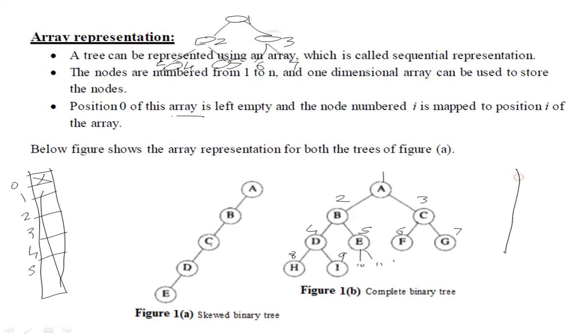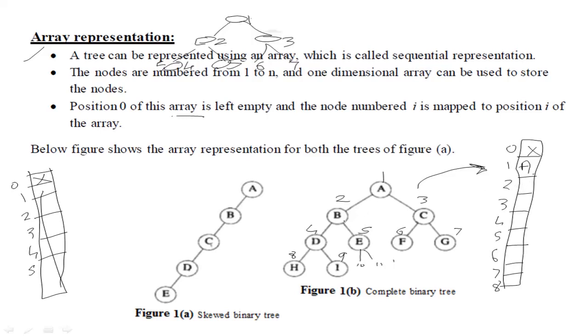Now how do I save this? If this is my array, I will number them: 0th index, first index, second, third, fourth, fifth. As I said, the 0th index I will leave blank. Whatever is the element at the first node, I will save that at the first location of the array. What I'm doing is trying to save the tree in an array, because we are studying array representation: how do I represent a binary tree in memory?